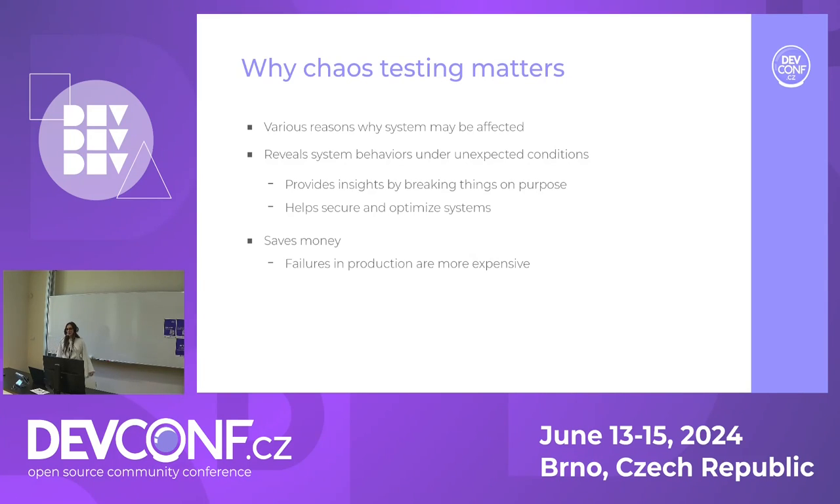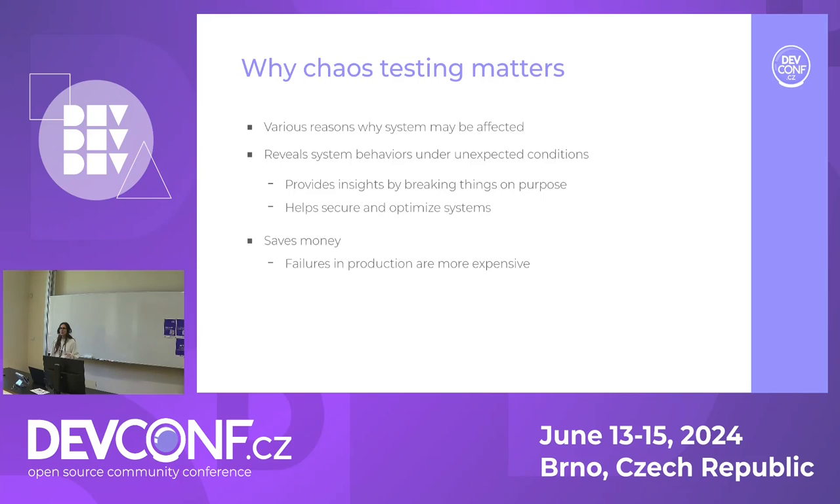Okay, so why does chaos testing matter? There are various reasons why a system may be affected, like outage of an app, network limitations, bandwidth limitations, some change in configuration, etc. Anything can break at any moment. And this is the reason why chaos testing is nice. You can try to break your system to mimic system changes, behavior, and unexpected conditions, and see how your system responds to them while you are observing it. So you can then take this insight and try to improve and optimize your system.